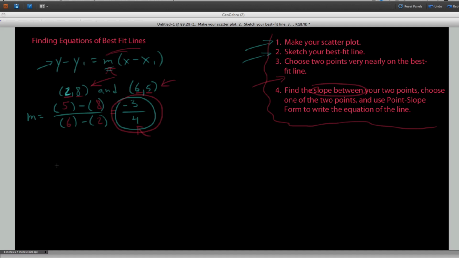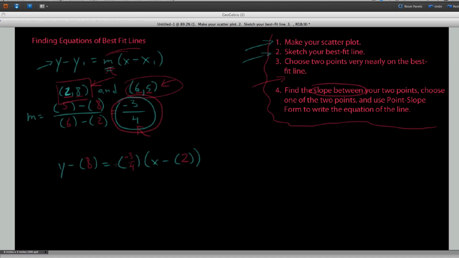So let's go ahead and write out our point slope form of this line. So we have y minus y1 equals slope value times x minus x1. So using this first point and our slope of -3/4, let's go ahead and put our slope in first. -3/4 was the slope. The x value of our point was 2. The y value of our point was 8. And keep in mind, again, it doesn't matter. We could have used the (6, 5), and we're going to get the same equation of the line.